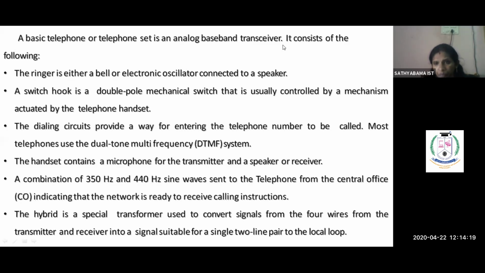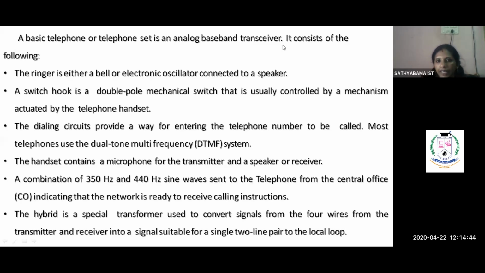You can see the dial pressing. If we get an engaged tone or anything similar, we just cut the call. That is called the switch hook. And the dialing circuits provide a way for entering the telephone number, that is DTMF, which is nothing but the dual tone multi-frequency system.